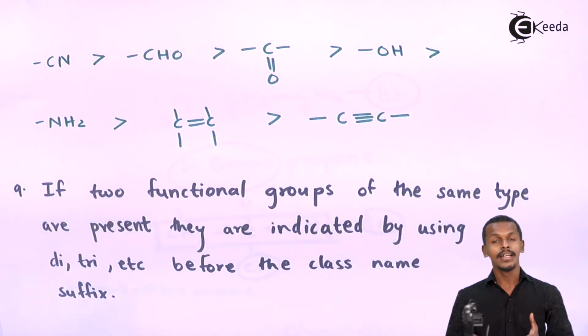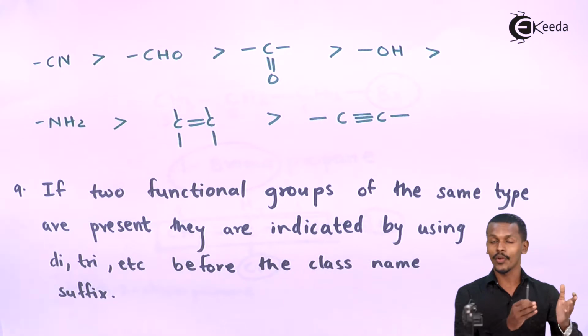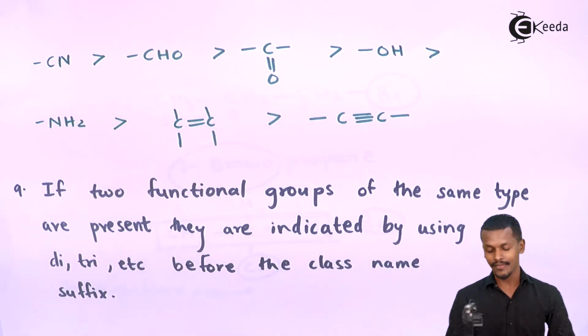So these are the priorities that we have mentioned over here, and this priority is what we should follow, and that would be very helpful to give a nomenclature for a particular organic compound or a particular organic structure that we have. And this was the 8th point. Regarding that, let us understand the next point, which says that if two functional groups of the same type are present, then they are indicated by using di, tri, etc. before the class name suffix.